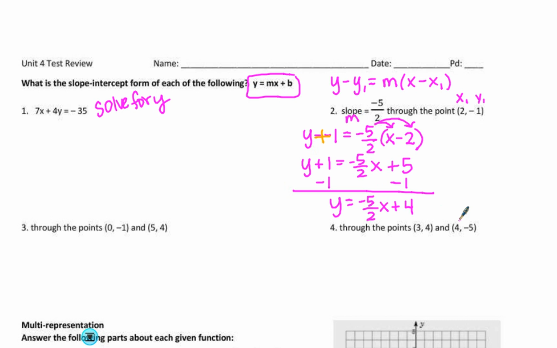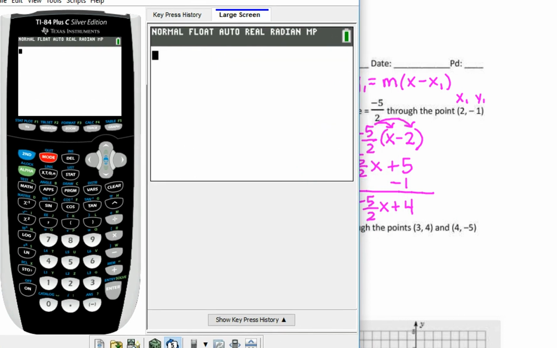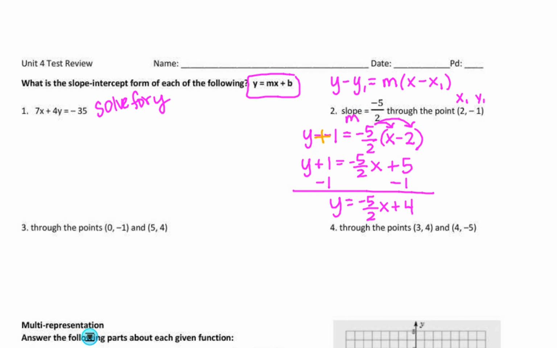Now remember, it's always a good habit to take your point and plug it back in to make sure it checks out. So let's just do that real quick to remind ourselves. So I'm going to enter in my fraction. Negative 5 halves times my x value, 2, plus 4, and hopefully it equals my y value, which is negative 1. So make sure that you're plugging that point back in. Check yourself before you wreck yourself.